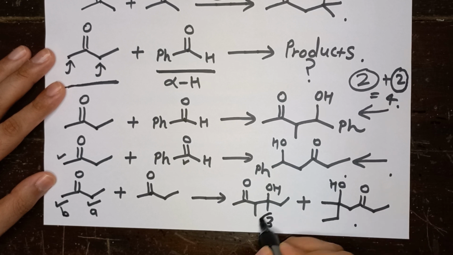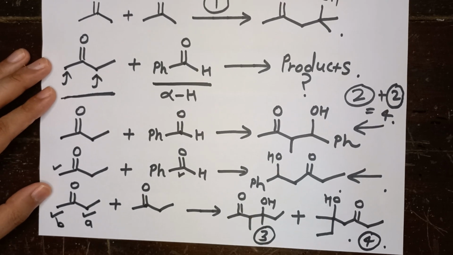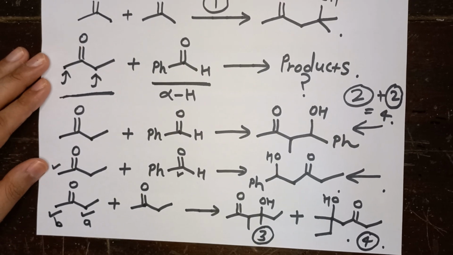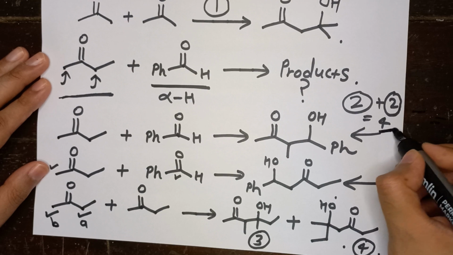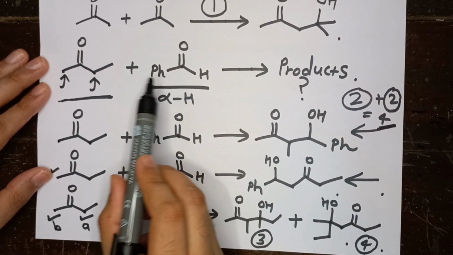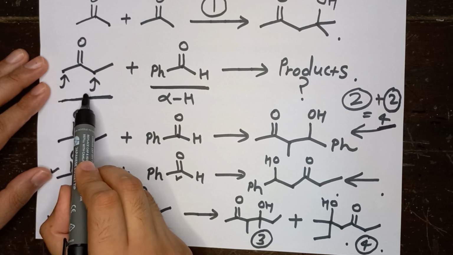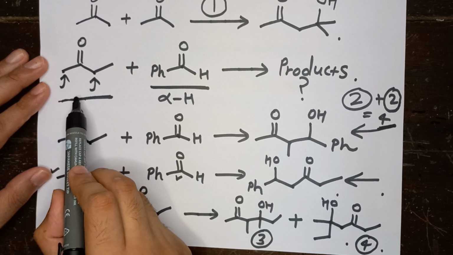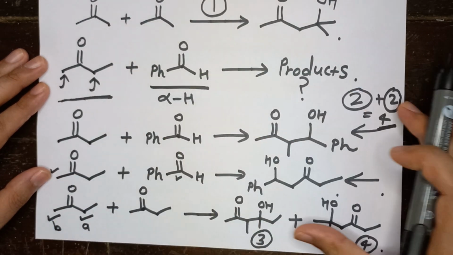So this is my third product and this is my fourth product. So for this cross Aldol reaction, we are getting a total of 4 products, where 2 are when this molecule reacts with this one and 2 products are when this molecule reacts with itself, a kind of self Aldol reaction in a cross Aldol reaction.